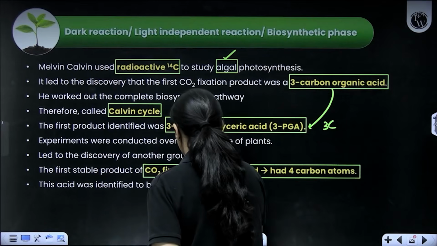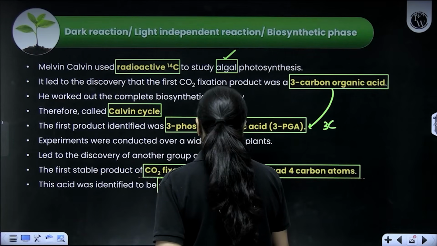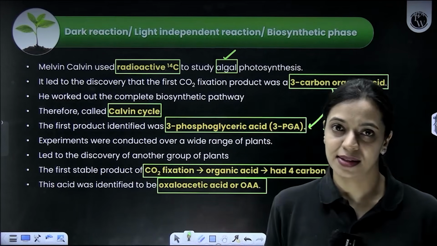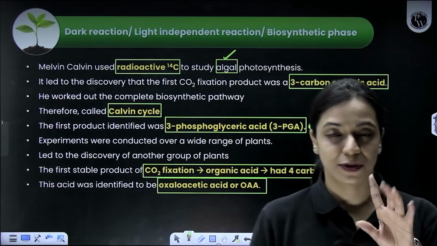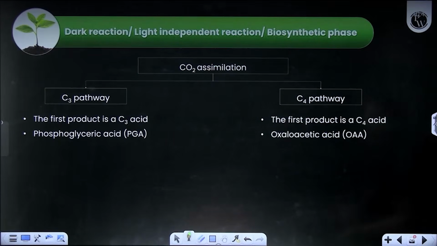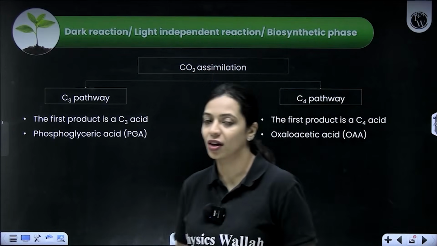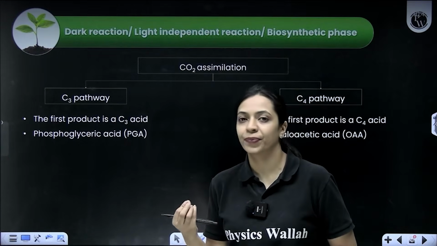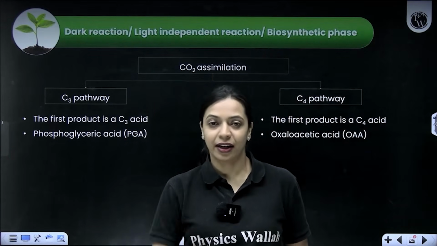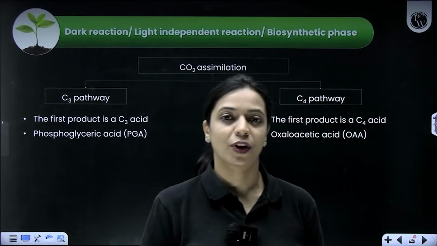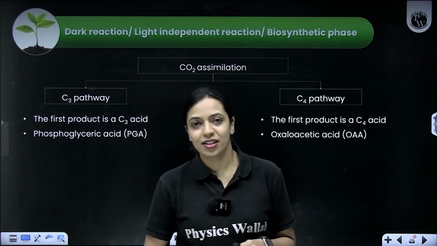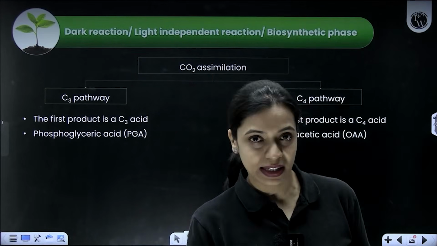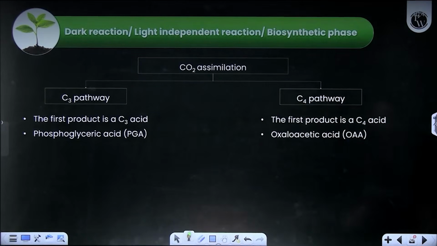Okay. So they figured that it's not the same in every plant. In most plants, it is 3-PGA. In a few plants, it is oxaloacetic acid, the first stable compound. So based on whether the first product that is formed is oxaloacetic acid, a 4 carbon compound, or phosphoglyceric acid, a 3 carbon compound, you have two different pathways for carbon dioxide assimilation. If it is a C3 compound, it is C3 pathway. If it is C4 compound, it is called the C4 pathway. First, let's learn about C3 pathway, then we'll understand C4.